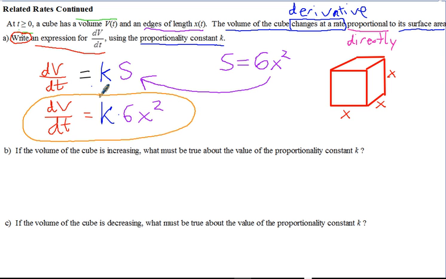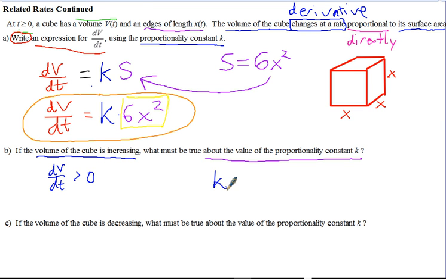And that one just said write an expression for dV/dt using that property, the proportionality constant k. And then it says if the volume of the cube is increasing. Well, that basically means dV/dt must be positive or greater than 0. What must be true about the proportionality constant k? Well, we can see the 6x squared, that part's always going to be positive because x is the length of the side, and squaring it keeps it positive. So in order for dV/dt to be positive, it all depends on the proportionality constant k. In this case, the proportionality constant k would have to be greater than 0, positive.